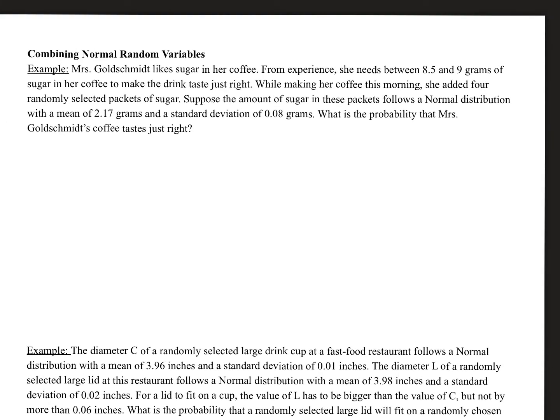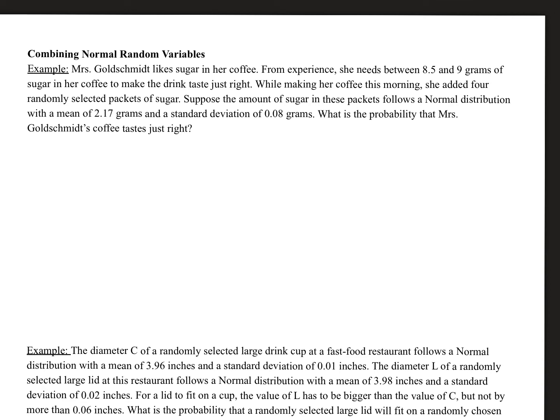So what we've covered up till now has been review. So now we're going to expand on that by combining normal random variables. So our first example, Mrs. Goldschmidt likes sugar in her coffee. From experience, she needs between 8.5 and 9 grams of sugar in her coffee to make the drink taste just right. While making her coffee this morning, she added 4 randomly selected packets of sugar.